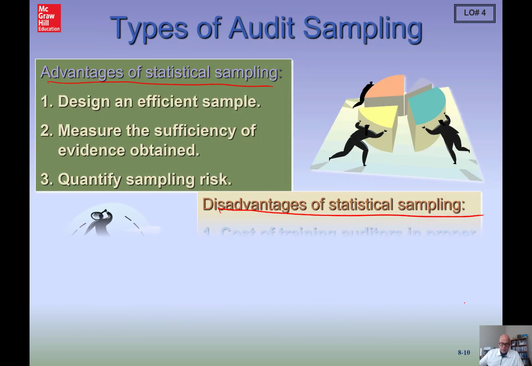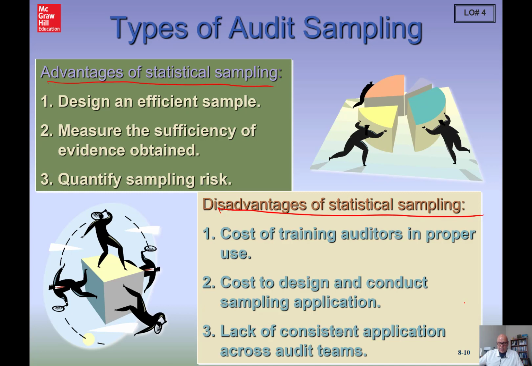Okay, good. Now we come over and we take a look at some of the advantages and disadvantages of sampling. Some of the advantages: we're going to be more efficient if we use sampling. It'll allow us to measure the sufficiency of our audit evidence. We'll be able to say things like, we are 95% certain that the true account balance does not exceed a certain dollar amount. As you can imagine, that lends an incredible amount of confidence to our audit opinion and to our credibility, and allows us to communicate with others the degree of confidence that we have in our conclusions, and we can state that mathematically.